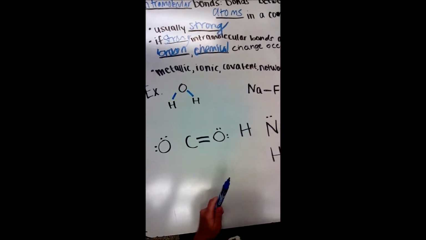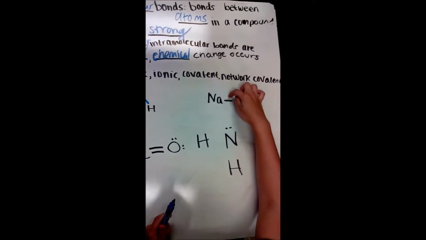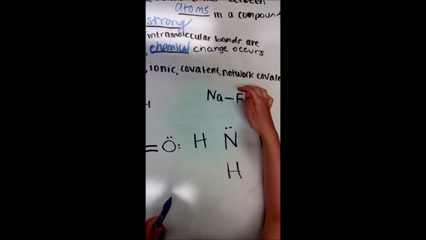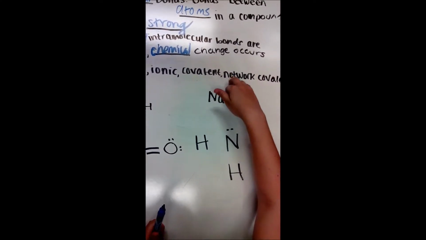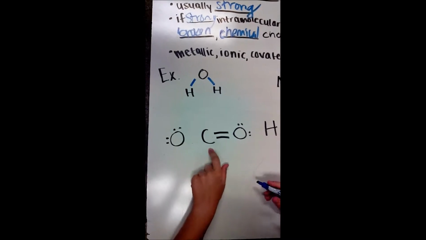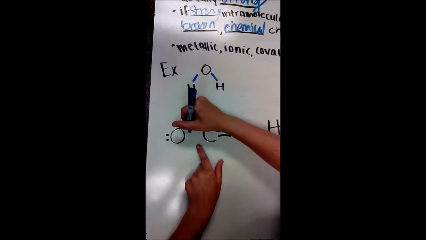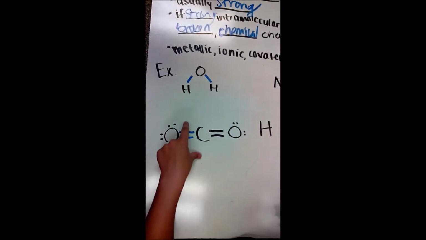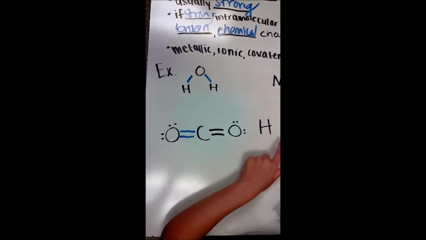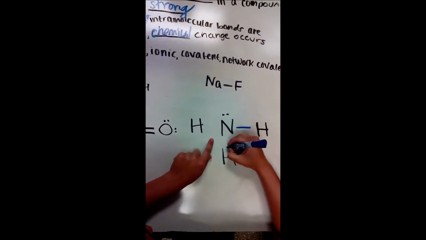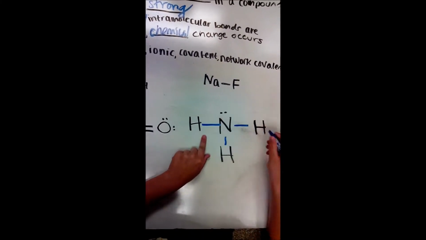Okay, in this example of NaF, the bond is between them because they're opposite charges, and bonds can only happen if there's an attraction. Okay, in carbon dioxide, we have to put a double bond and represent that with bolded lines. And lastly, in NH3, to show the bonding between the H's and the N, we put the bolded lines.